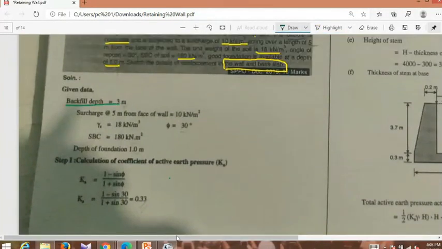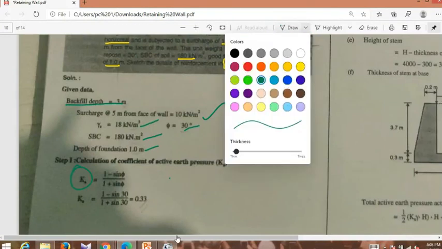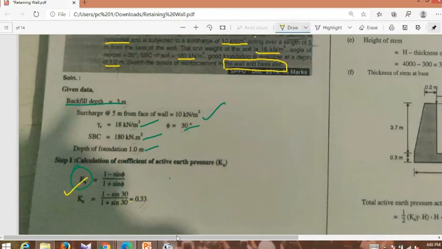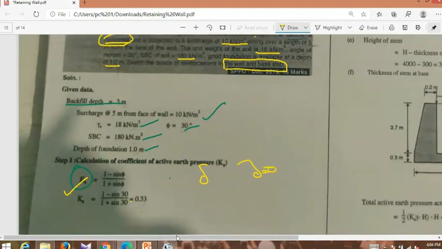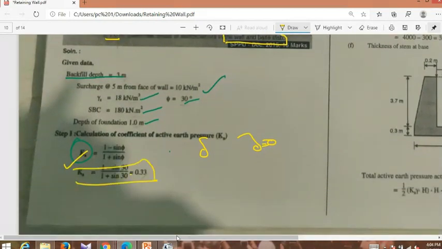Just read the question. He has given the 3 meter depth. Surcharge load, density, phi, depth of the foundation, etc. have been given. The first step will be the determination of the active earth pressure. Here he says the backfill is completely horizontal, therefore the delta value will be 0. Therefore we can use this formula, 1 minus sin phi divided by 1 plus sin phi. So we will get the Ka value as 0.33.